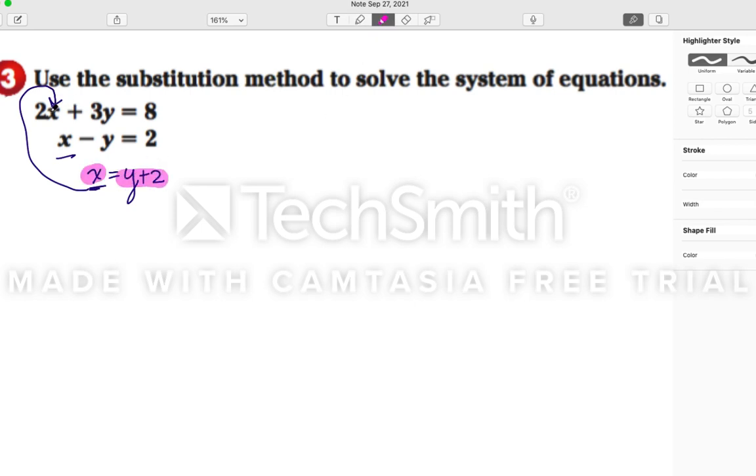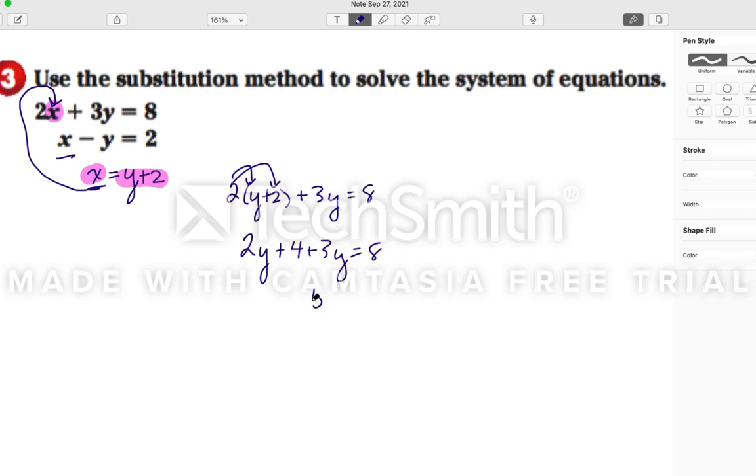So here's what I'm doing. I'm going to substitute that. You'll see it here. Watch the rewrite. I have 2 times, not x, but y plus 2, plus 3y, which is equal to 8. And notice now I only have one variable here, which is exciting because I know how to solve an equation when there's one variable. So I have 2y plus 4 plus 3y is equal to 8. Joining some like terms together, I end up with 5y is equal to positive 4. And that positive 4, let me get rid of that, make it look better.